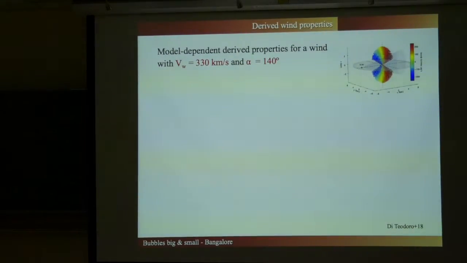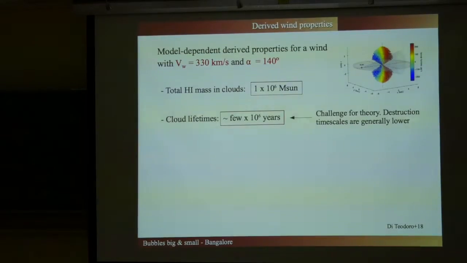Okay, so once you have your model and you are confident that it makes sense, you can calculate a few parameters of the wind. For example, you can get the total mass inside this feature, which is about a million solar masses. And given that you have the velocity and the distance from the galactic center, you can calculate the lifetime, which is a few million years, with the oldest one being 10 million years.